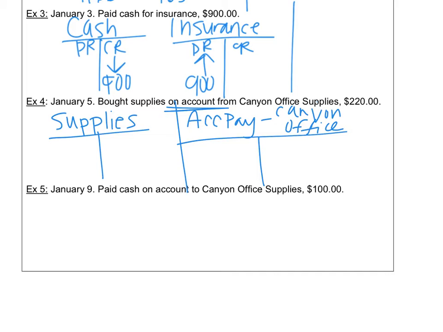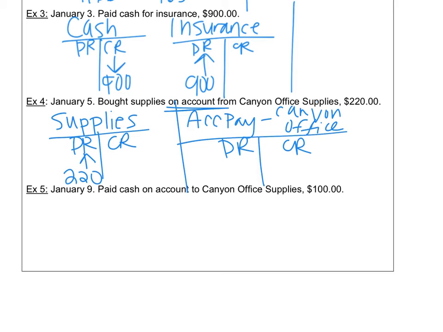So supplies would be increasing because we bought supplies, which means we have more supplies. So is supplies increased as a debit or a credit? You should have said debit because it's an asset. So I would increase supplies as a debit for $220. And then I need to increase my accounts payable. Okay, I already have one debit, so that means I need a credit.